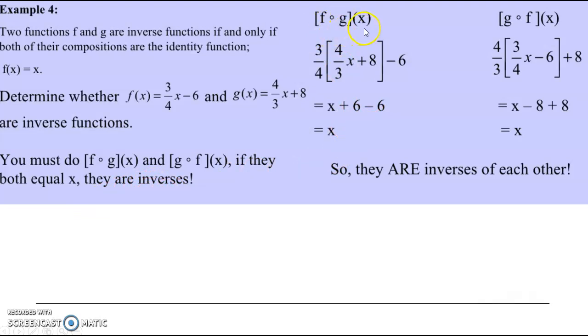f of g of x. As you can see, here's the solving, and we got x for f of g. The second one, g of f of x, we got the answer is x. So they are inverses of each other.